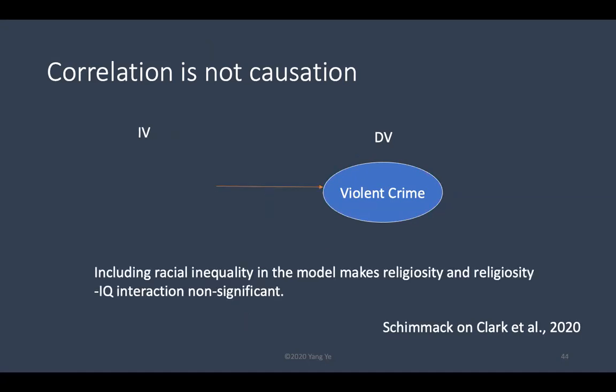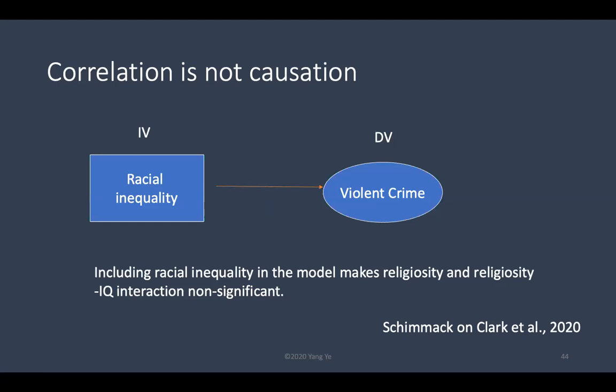So for example, Schmuck's criticism of their study is basically saying that if we include racial inequality in the model, which is not considered in the original theoretical framework, then both religiosity and the interaction that was previously significant became non-significant.